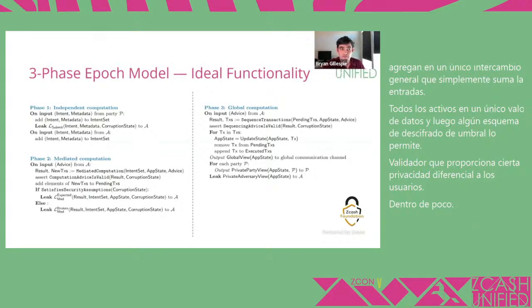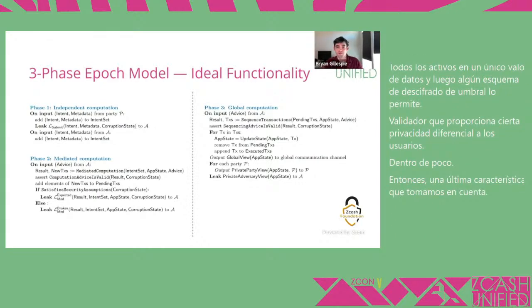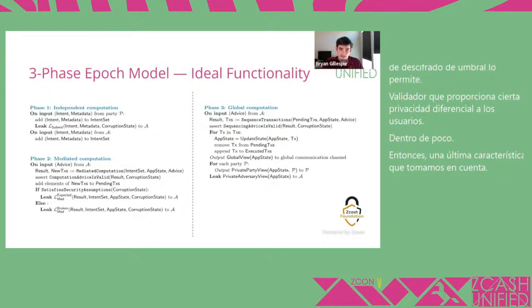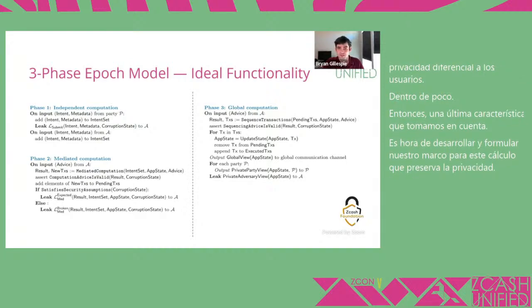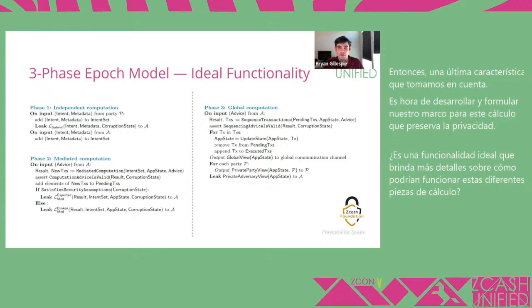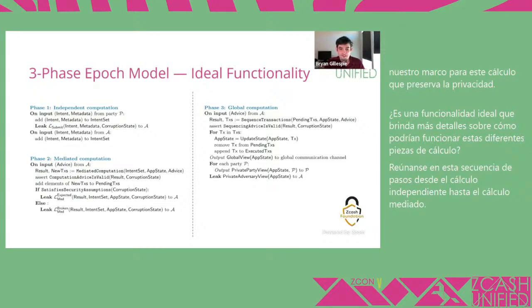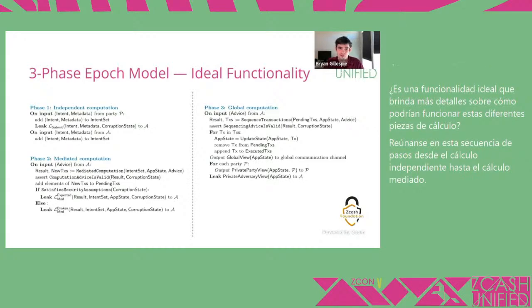So one last feature that we took some time to develop in formulating our framework for this privacy-preserving computation is an ideal functionality, which gives some more details on how these different pieces of computation might come together in this sequence of steps, from independent computation to a mediated computation that is multi-party, and then to the global computation. This is designed as an ideal functionality in the vein of the simulation paradigm of security.